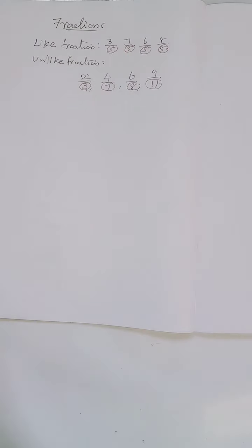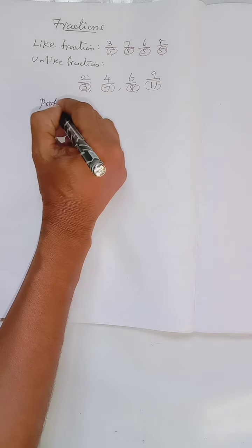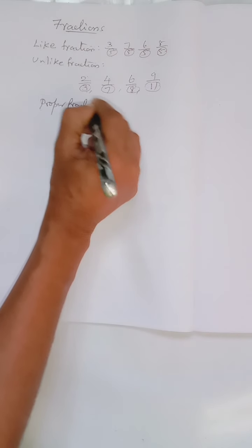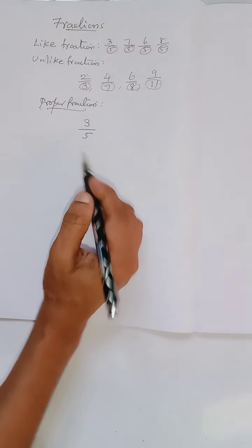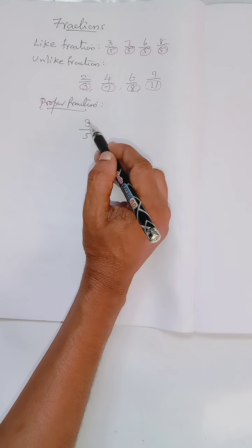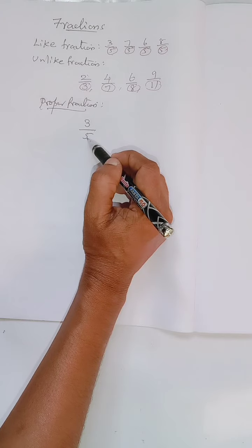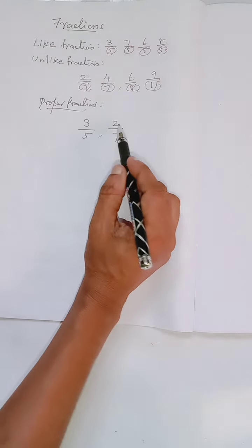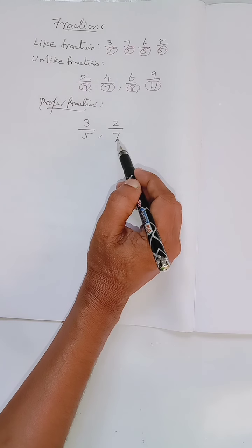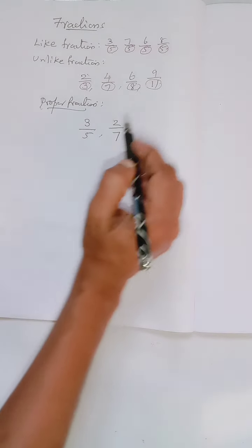Okay, now let us see what is meant by proper fraction. It is very simple. In a proper fraction, the numerator is a small number. For example, I'm writing 3 by 5. Compare the two numbers in this. 3 is less than 5, so my numerator is less than the denominator. One more example, 2 by 7. My numerator 2 is less than the denominator 7. Correct. So if the numerator is less, it is called a proper fraction.